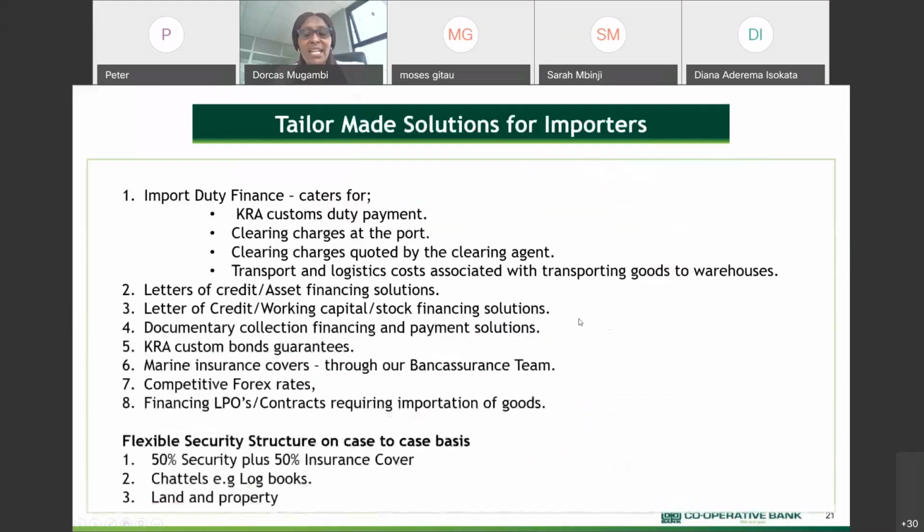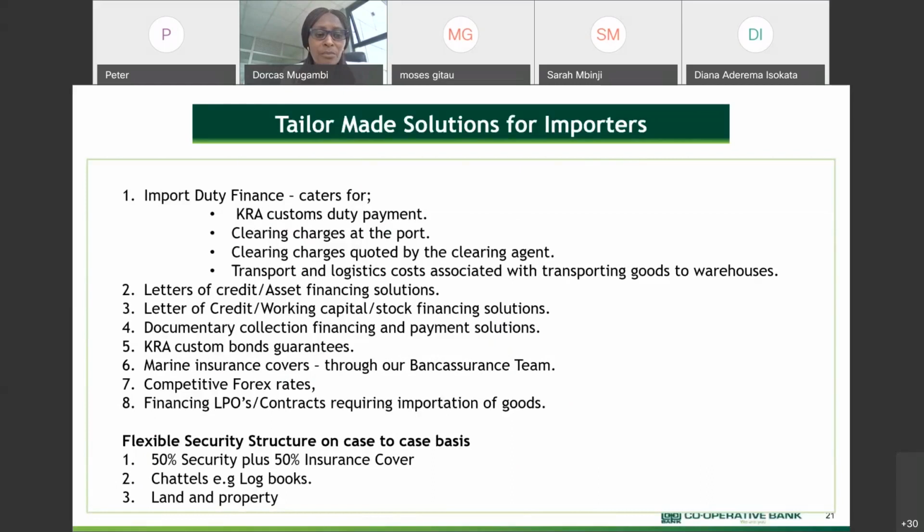But before I put it up for Q&A, of course, somebody will ask, as we offer these kind of solutions, what are the requirements? Some of the requirements, of course, are we need to do the necessary KYC. So you fill in our application forms, which are pretty simple to fill. And of course, our teams on the ground are always very ready to support you in filling out these forms.